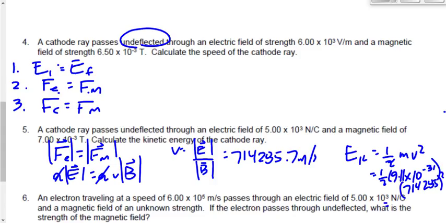And when we do that, we get Ek of 2.32 times 10 to the, I think it's negative 19. Is it negative 19? And of course, the units for that would be joules. Is that all right?